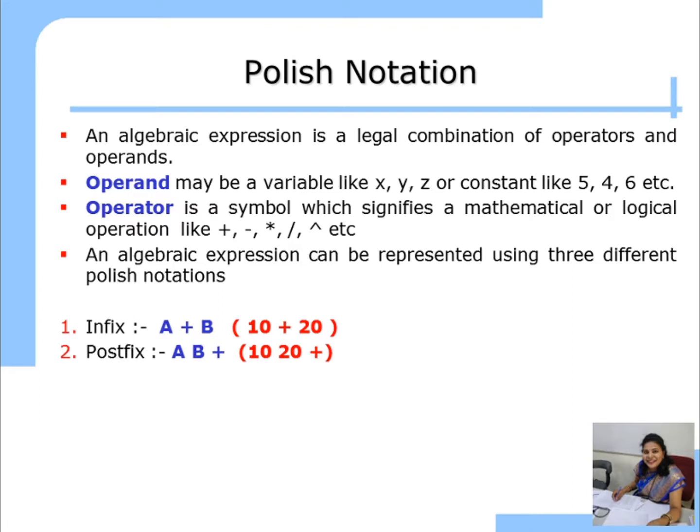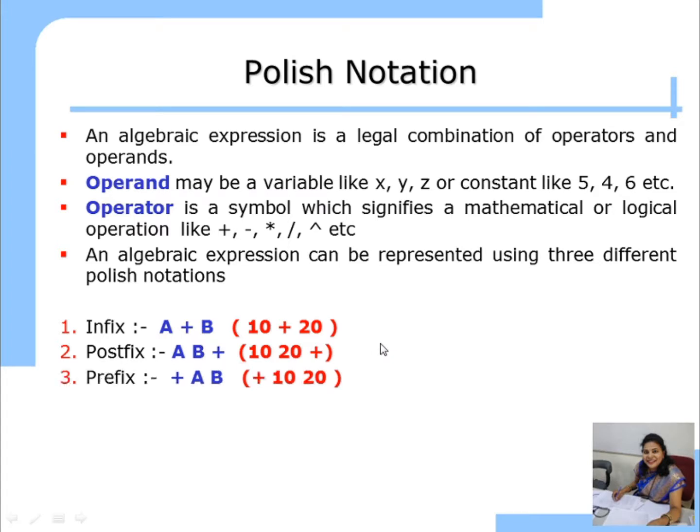The next notation is the postfix notation. In postfix, as post means after, the operator is placed after the two operands. See, the operator is placed after the two operands. So this is the first example, A B plus, where A is the first operand, B is the second operand, and plus is the operator. This is another example: 10 is the first operand, 20 is the second operand, and plus is the operator.